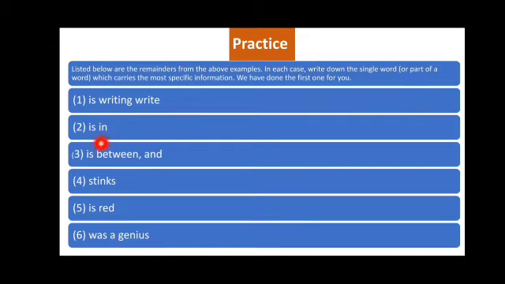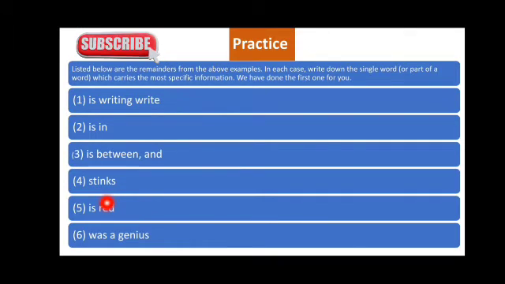Second, is and in. One is an auxiliary and one is a preposition. So here the specific information is given by the preposition in, not by is. And is between and. Here the specific information is given by between, not by and, not by is. Somehow also and, but specifically by between. Here we have the word sting. Even if you remove this s, still the meaning would be given by the word sting. It would be ungrammatical, but the proposition, the idea, would be given by the word sting.